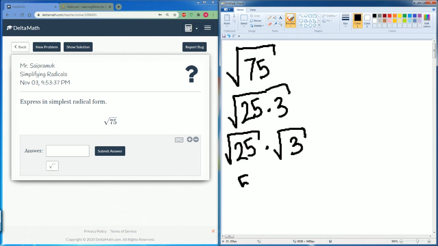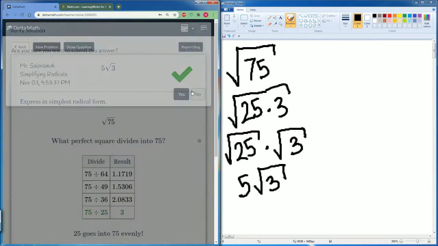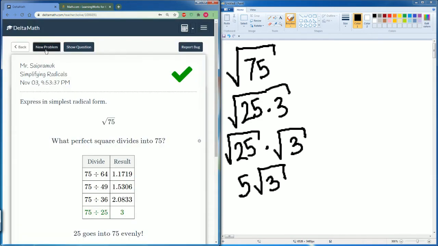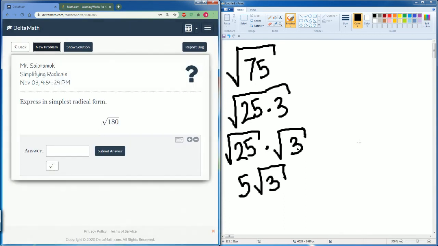Radical 25 is 5, radical 3 is just 3. So it is 5 radical 3. Good. New problem. That is correct. 5 radical 3. 180.